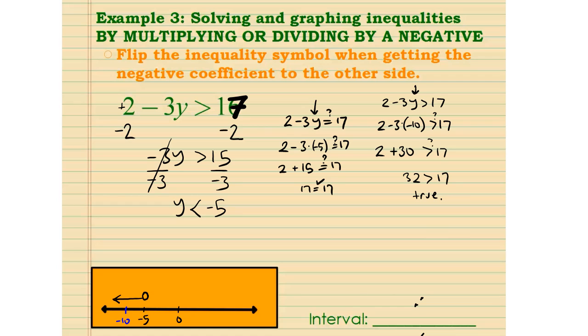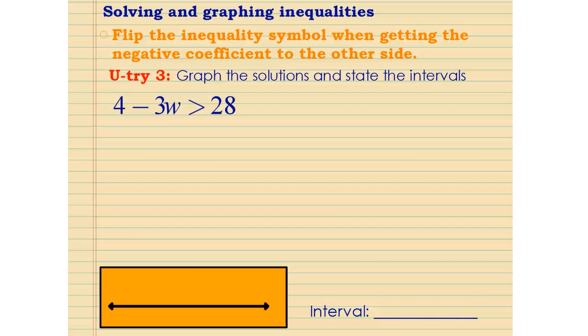Let's write the interval for this one. The least y value we can consider is negative infinity. The maximum y value we can consider is negative 5. Negative 5 is not included in our solution. Infinity is never included in our solution. Here's your u-try. Make sure to change your direction when you divide each side by the negative number.